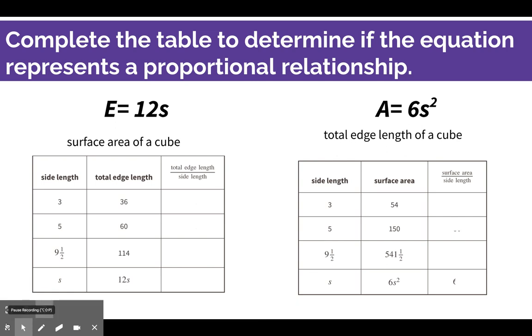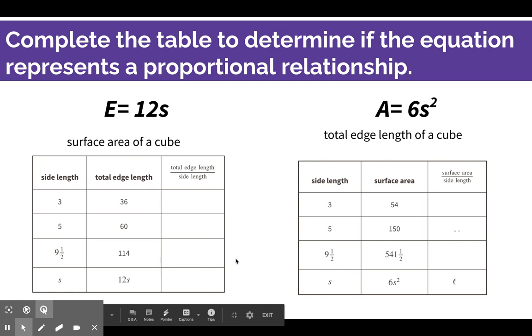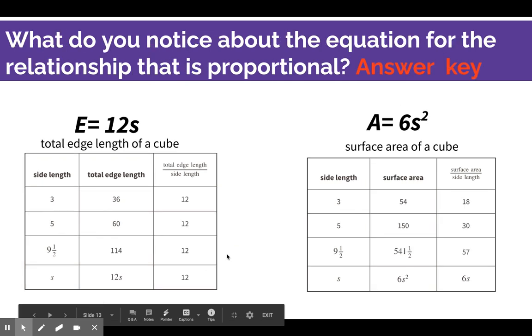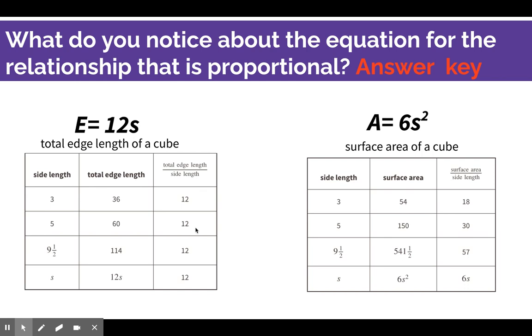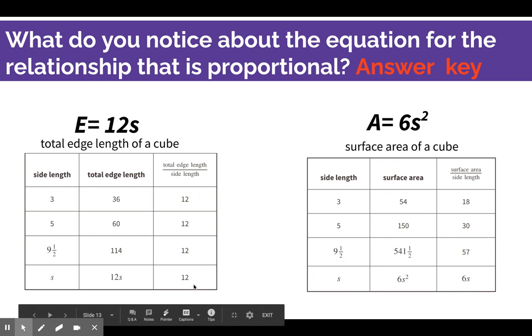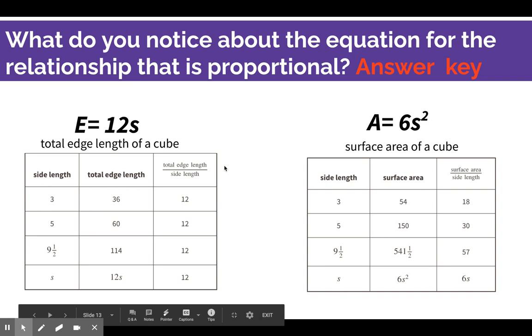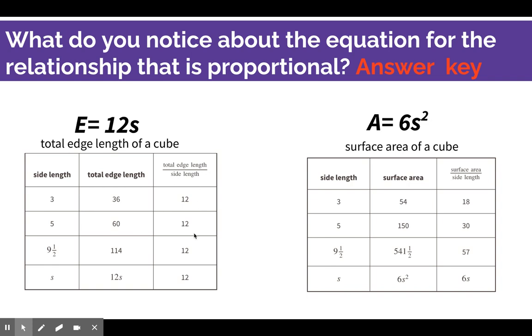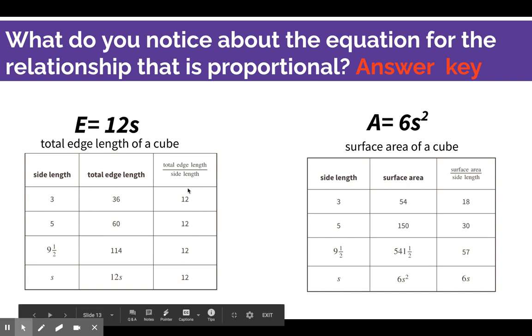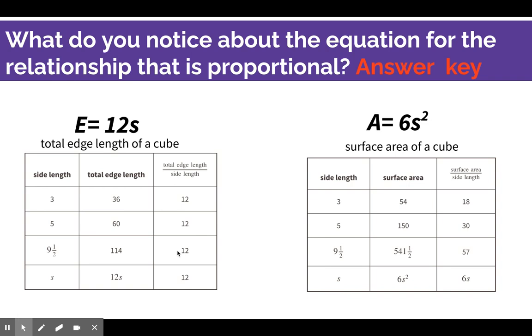Okay. So now that you guys have given your answers in the chat and said whether or not you agree or disagree, let's go to the answer key. So here are my answers. For the first table, all of my calculations came to 12, which means that 12 is my constant of proportionality and my unit rate. So the first table is in fact a proportional relationship because all of the quotients or the answers in my table came out to the same number.